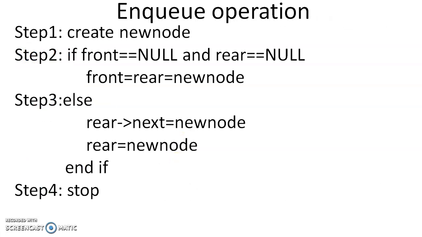These are the things that we are doing. In the linked implementation, there will not be a queue overflow condition because any number of elements can be inserted. We are creating the new node, and if front equals null and rear equals null, the queue is empty, the linked list is empty. At that moment, our new node will become the front and the rear. That is, front equals rear equals new node. Otherwise, you are inserting at the end. That means rear of next is pointing to the new node and the new rear is the new node.